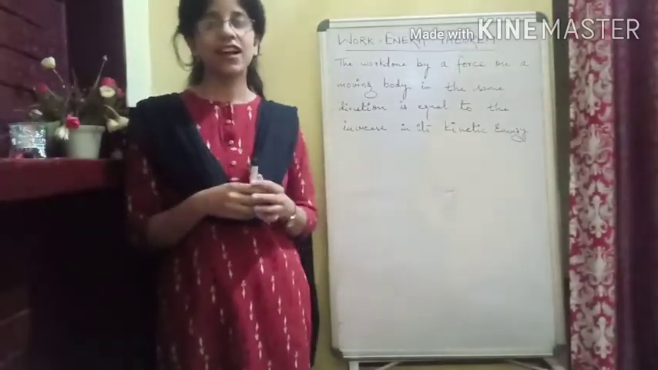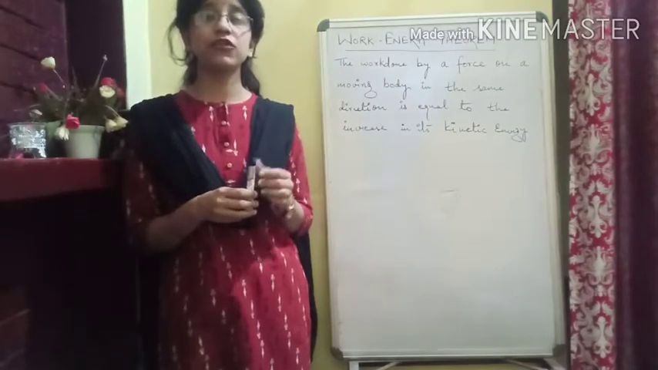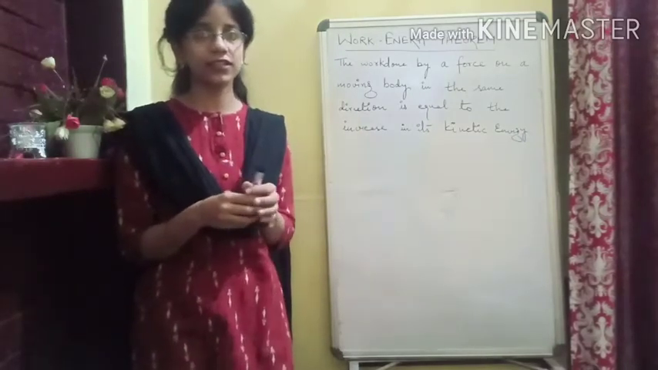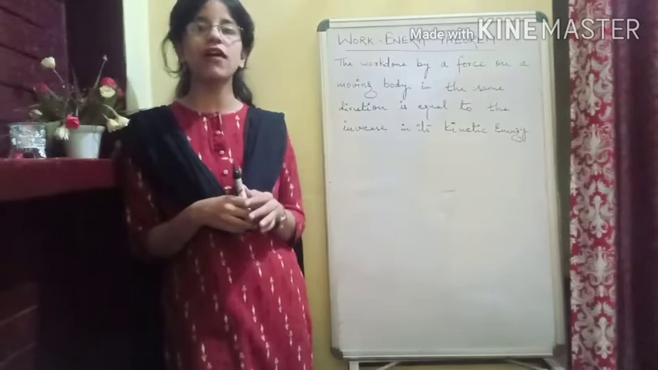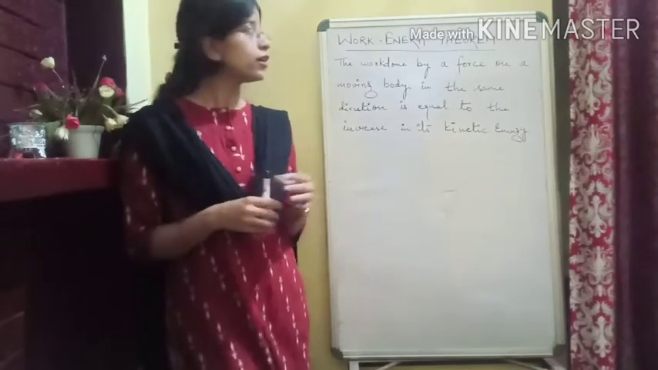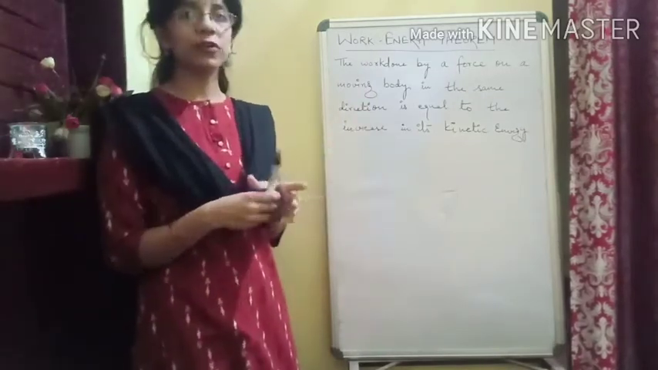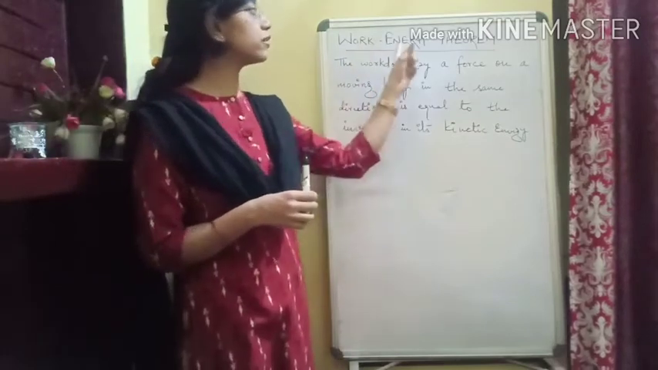As in our last class, we have seen the mathematical expression for kinetic energy, which is K equals half mv square. Here we are with our new topic of the chapter, which is the work-energy theorem.